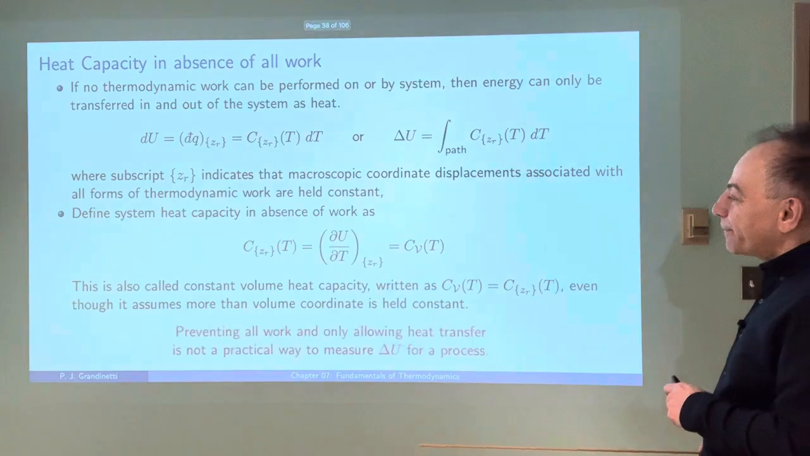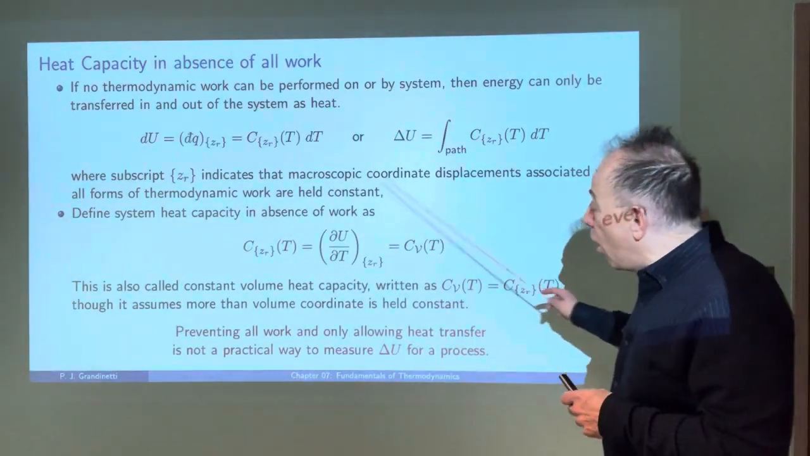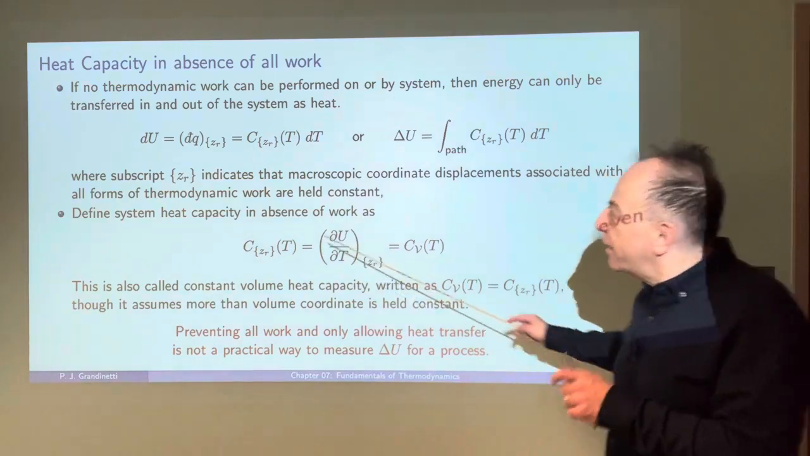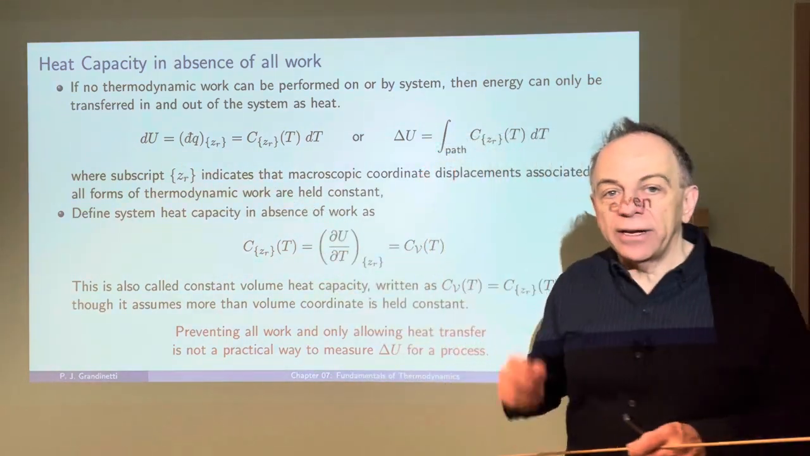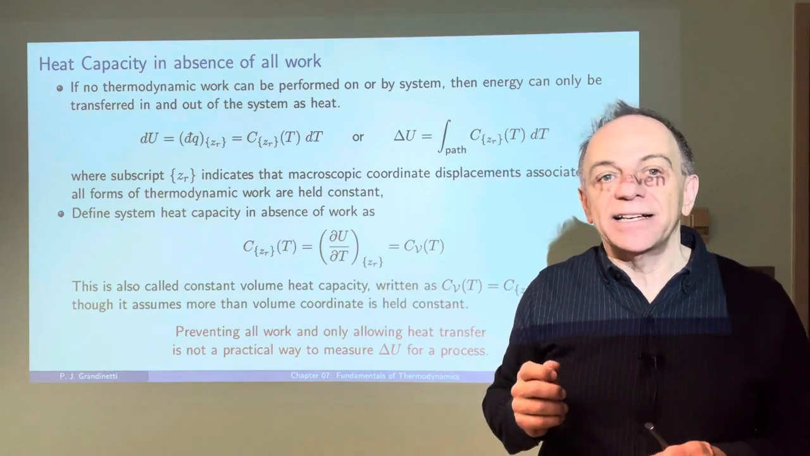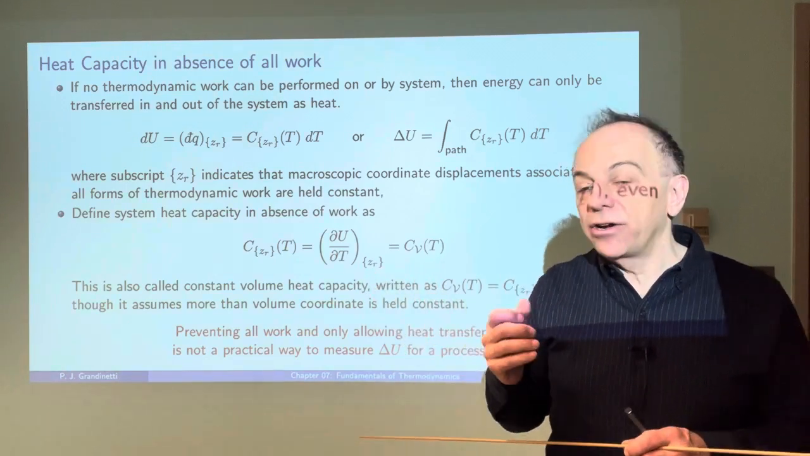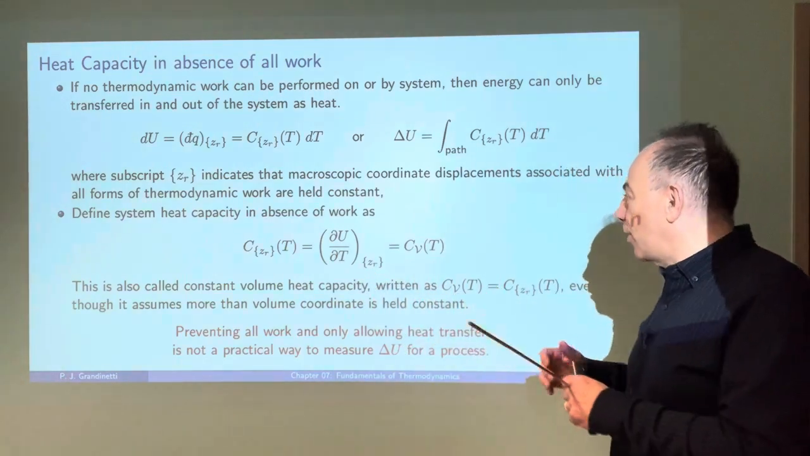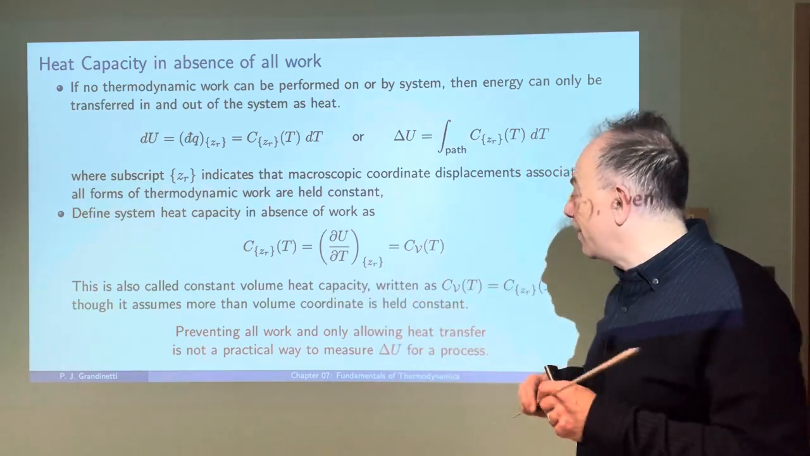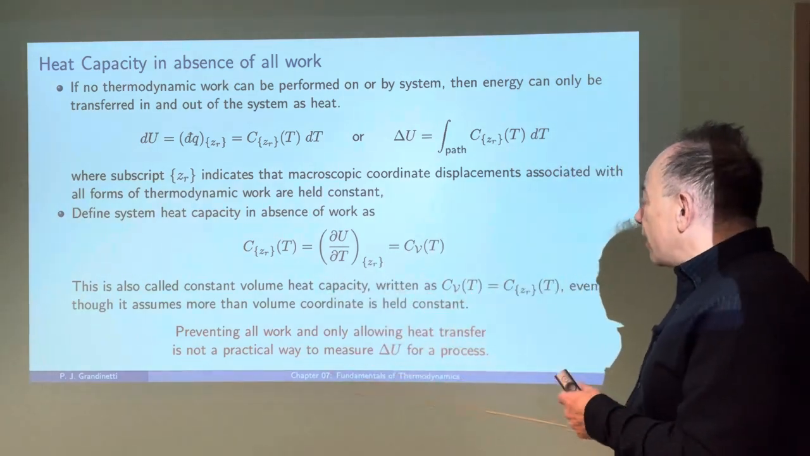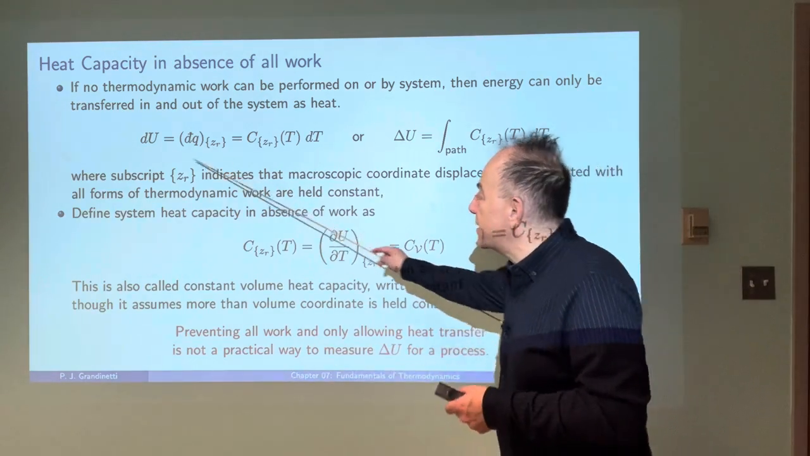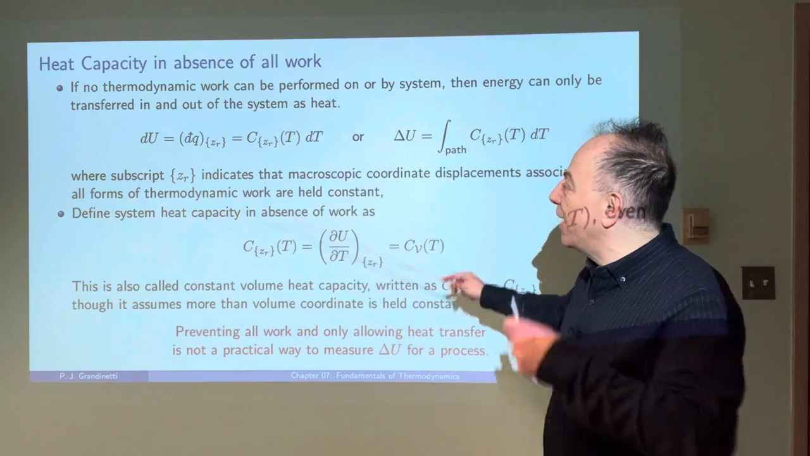Okay. Now, preventing all work from happening and only allowing heat to transfer is definitely one way in which you can get at the change in the internal energy for any process. But there are a lot of processes where you don't want to have all the work suppressed. You want to have some work flowing at the same time. Energy flowing is work, and so it's not a very practical solution to just say that this is how we're going to measure the energy by preventing all work from happening.